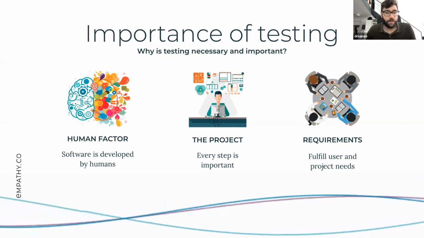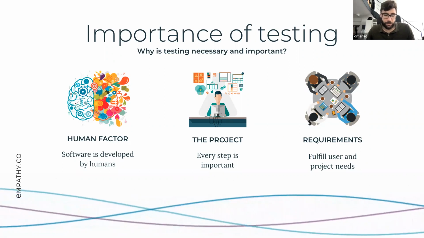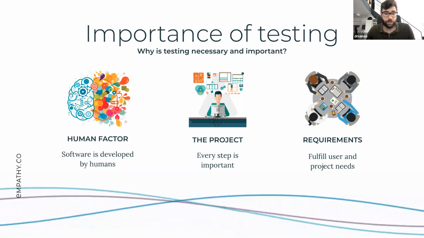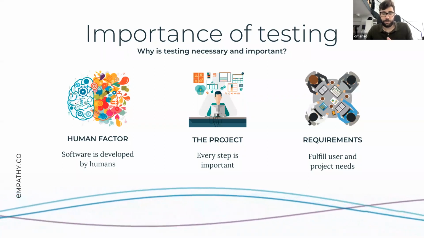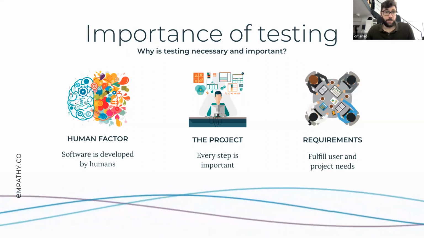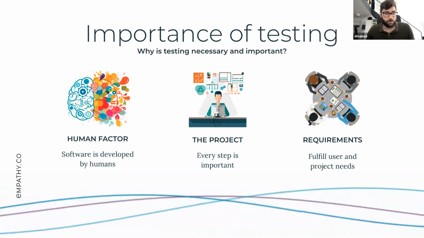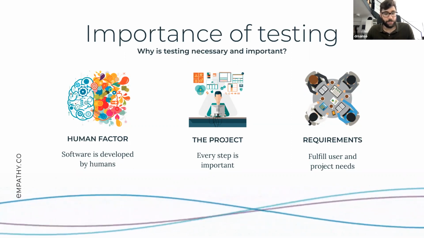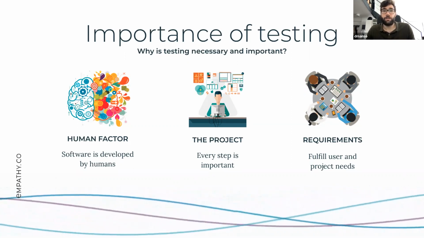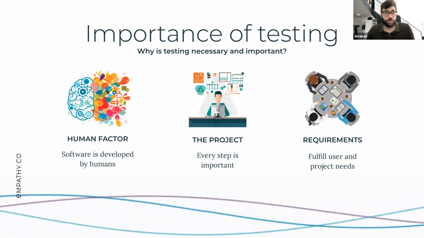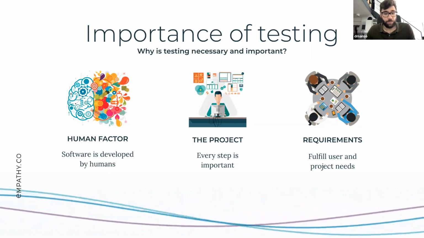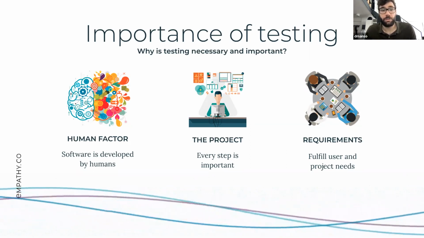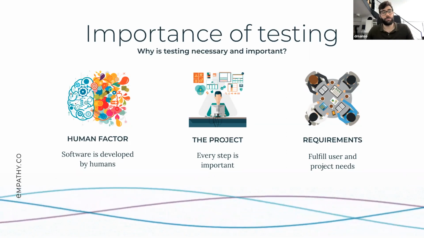And finally, the requirements. Testing not only consists of running tests and checking the result that the software executes, but it also includes reviewing the product, the requirements, and the stakeholder needs. So this is a way to make sure that all the requirements have been fulfilled, and it's good for the product.